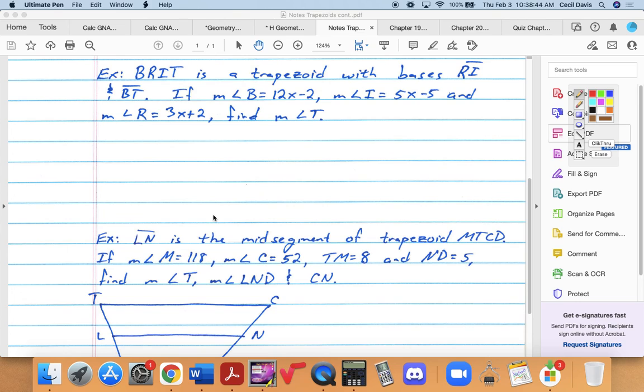All right, so BRIT is a trapezoid with bases RI and BT. And then they give you the measure of 3 out of the 4 angles and ask you for the measure of the last angle. Does it say what kind of trapezoid it is? No. So I'm just going to draw a trapezoid, and I'm not going to try to make it look isosceles. Fact is, I'm going to make it look not isosceles.